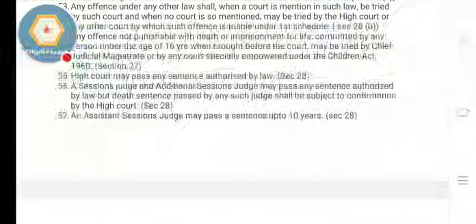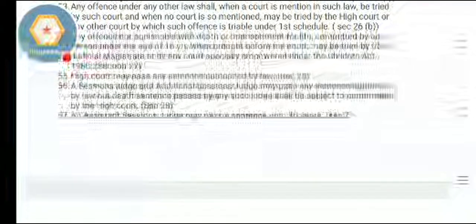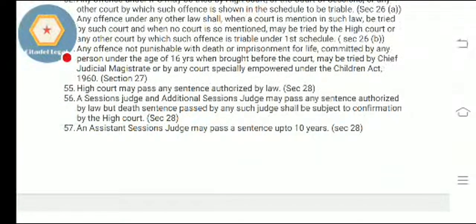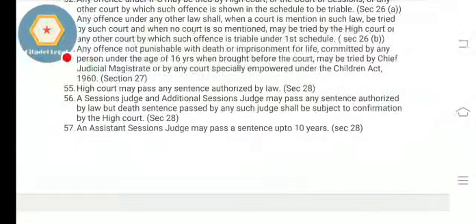Now, an assistant session judge may pass a sentence up to 10 years. So the High Court has unfettered power, any sentence authorized by law. A session judge and additional session judge may pass any sentence authorized by law except a death sentence, in which case the confirmation of the High Court is required before execution. That means subject to confirmation by the High Court. And an assistant session judge may pass any sentence up to 10 years. These things have been provided in section 28.